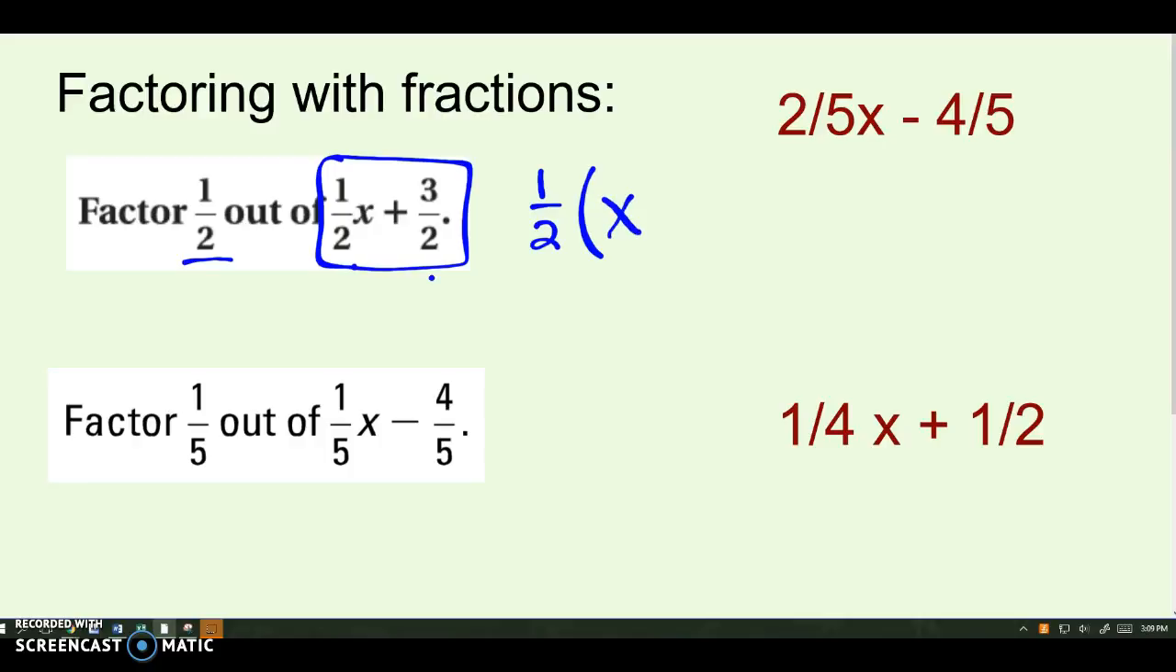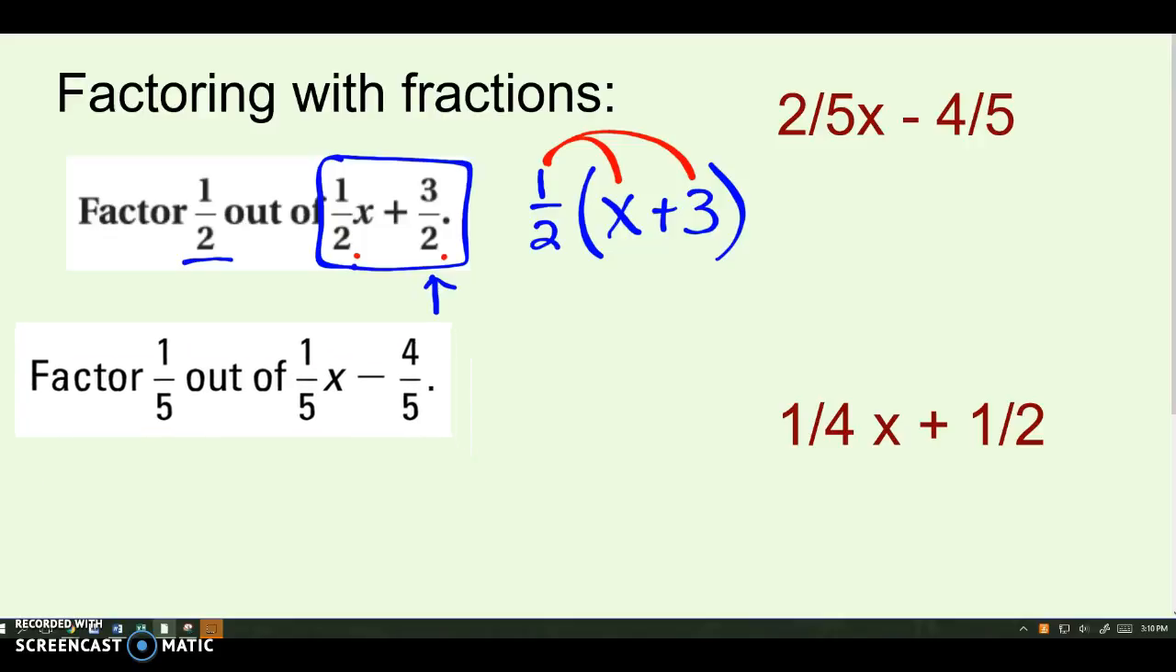And then 3/2 divided by 1/2. Well, we're saying, okay, how many halves does it take to make 3/2? Well, it would take 3 of them. And that's a positive. So that's what I would get here. Let's check it. 1.5 times x, yep, 1.5x. And 1.5 times 3, 3/2. Looks good. Okay, for this one, it says factor out a 1/5.